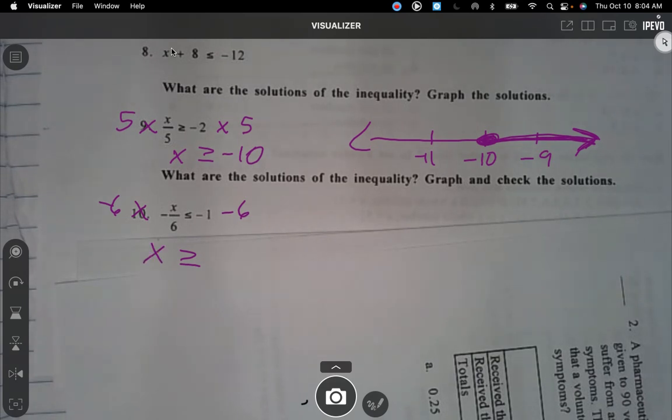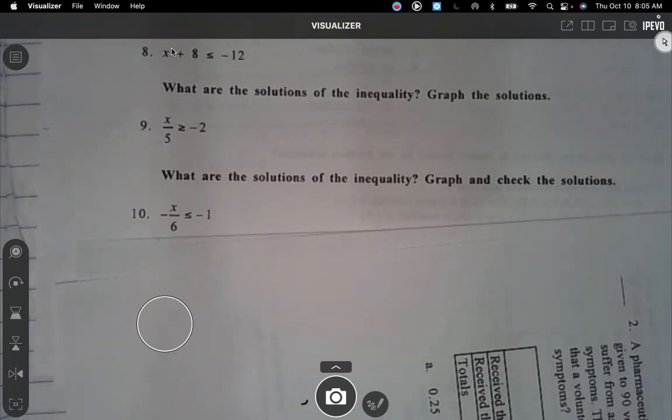So x is greater than or equal to, and a negative times a negative... Oh, I meant to put times. It's positive. Is everybody okay with that one? Okay. So then I'll graph that. I've got the number 6 on my number line. And is it an open or closed circle? Closed again. Going this way. Are we okay with that one? Yeah? All right.